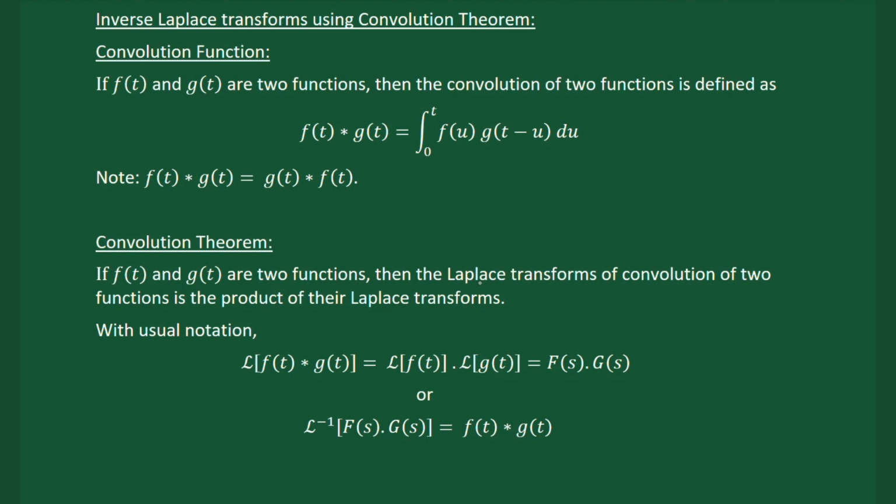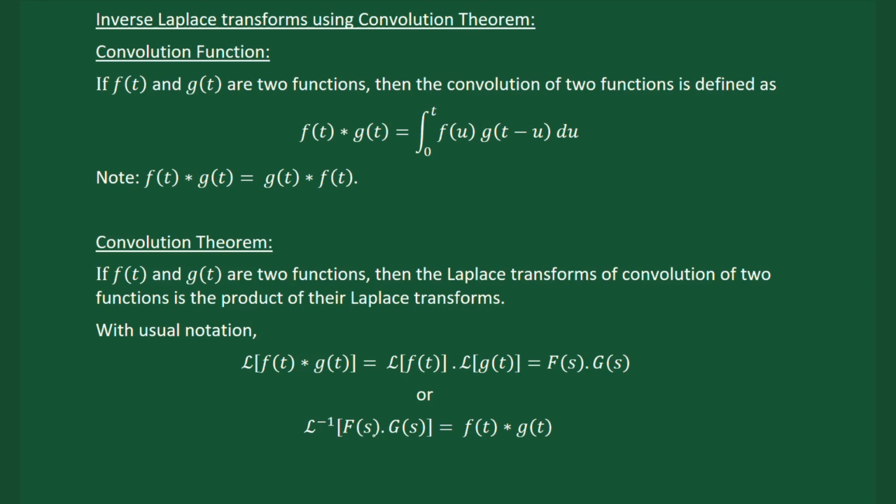So here, the statement is that the Laplace transform of convolution of two functions is the product of their Laplace transforms. That is what we have written here. So L of f of t star g of t, the Laplace transform of convolution of two functions, is equal to the product of their transforms. Here L of f of t can also be denoted as capital F of s. Similarly, L of g of t can also be denoted as capital G of s. This is the statement we are defining in terms of Laplace transform.